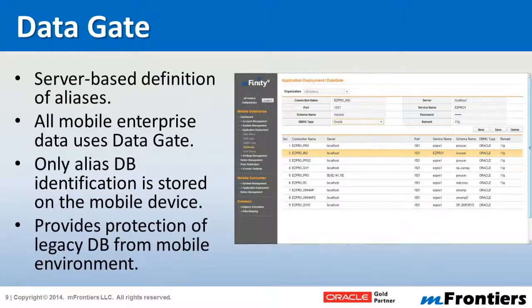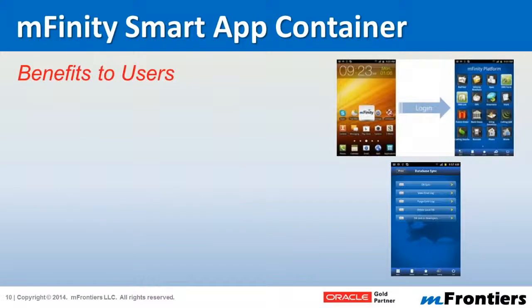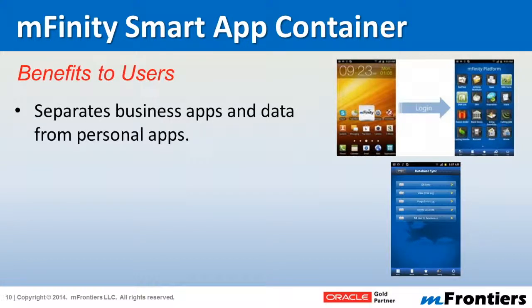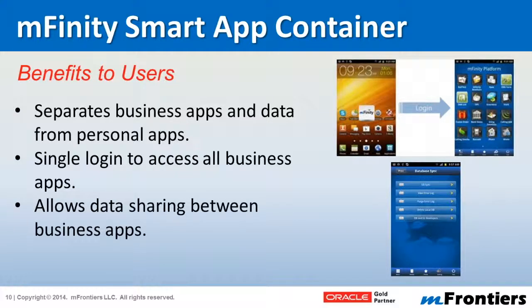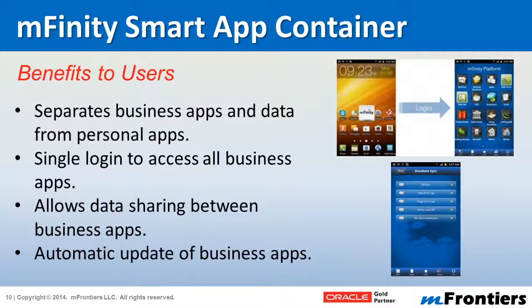Earlier I mentioned that mFinity on the mobile device is a smart app container box. You may have heard other vendors referring to their secure container box, which isolates business applications and data from personal apps and data. mFinity provides such security and more. With a single login to the mFinity Smart Container Box, the user has access to all the business apps assigned to their role within the organization. These apps can share data and parameters and will always be fully updated when the user logs in.